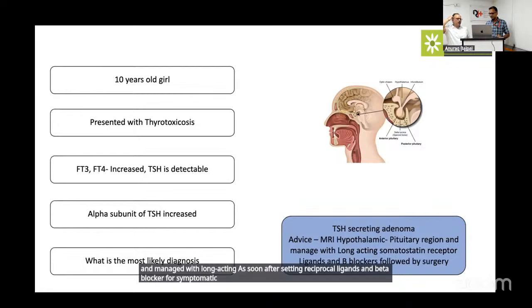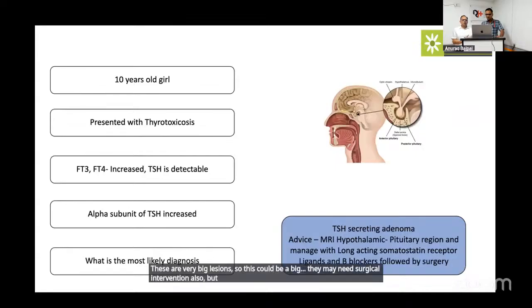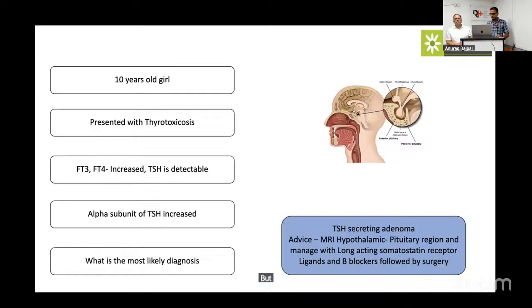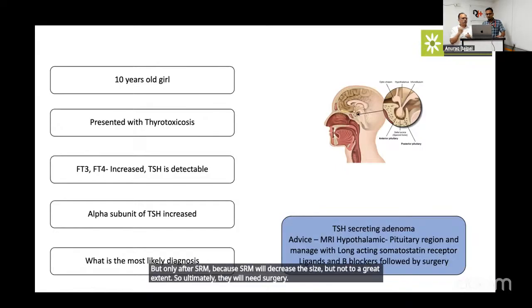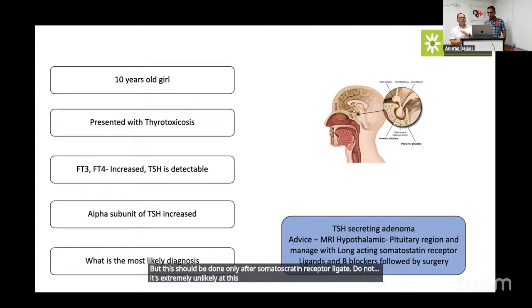Do not give radioactive iodine or antithyroid drugs because otherwise the lesion will become much bigger. These are very big lesions. They may need surgical intervention, but only after SRL, because SRL will decrease the size, but not to a great extent. So ultimately they will need surgery, but this should be done only after somatostatin receptor ligand. It's extremely unlikely at this age group, typically occurs in older individuals.